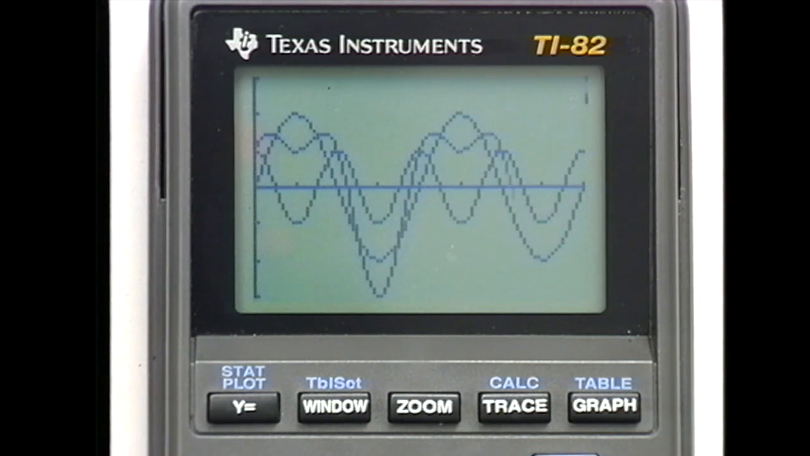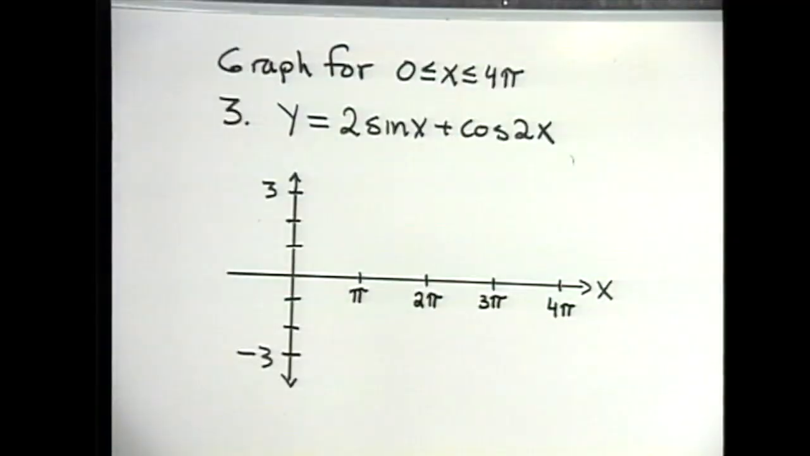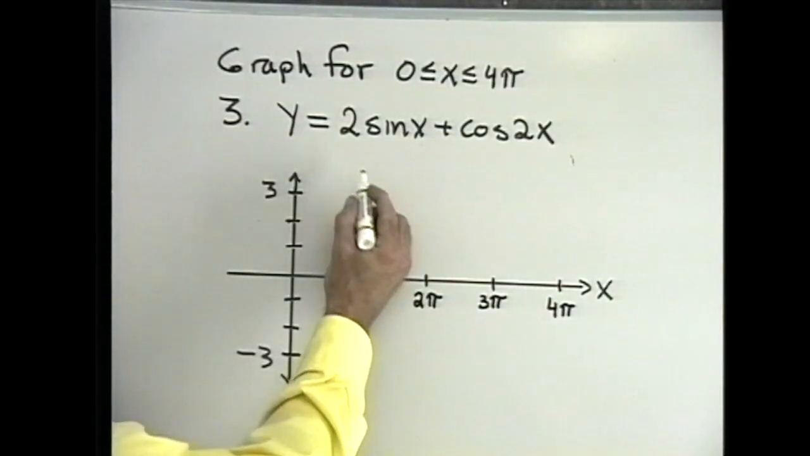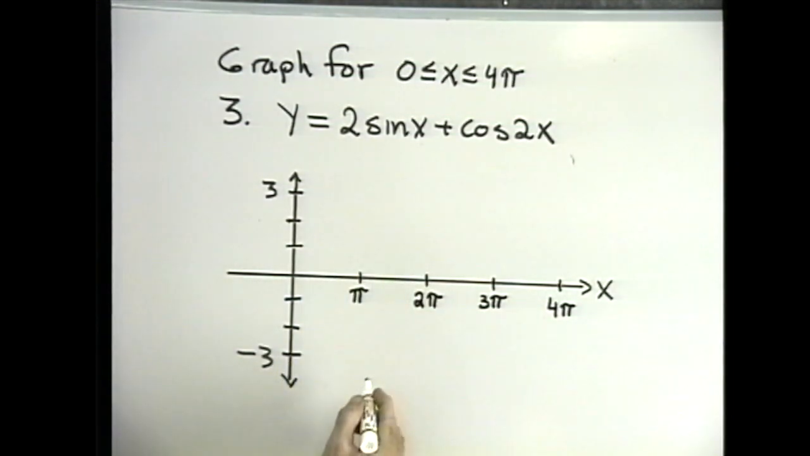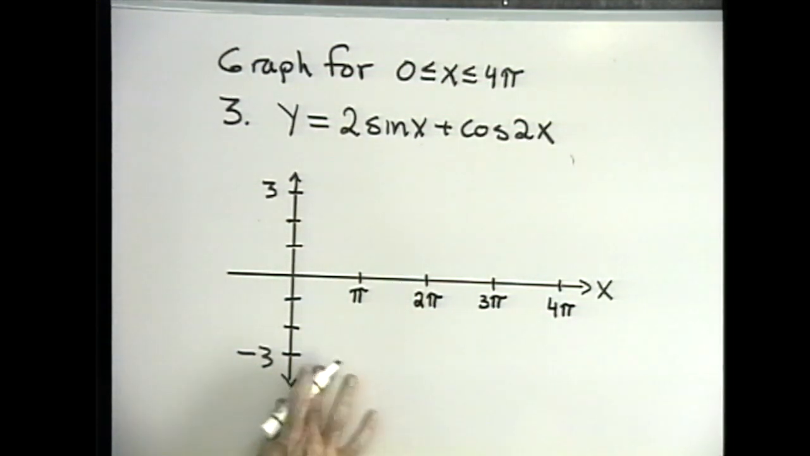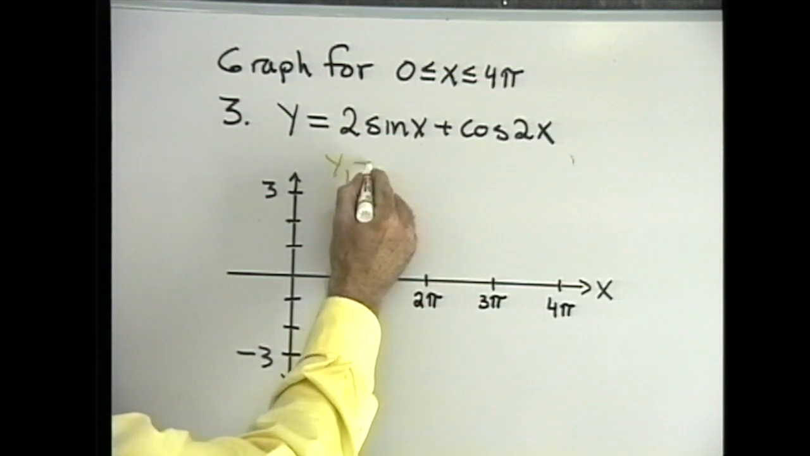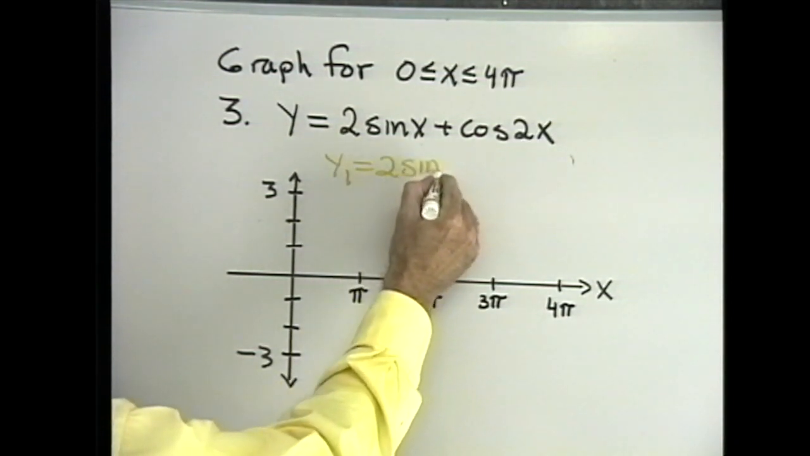See, it winds its way around, takes a big dip down there, and then comes back up. Okay, so let's see if I can reproduce that same kind of graph here by hand. First of all, y1, I'm going to let that be equal to 2 sine x. So let's write that over here. y1 is equal to 2 sine x.